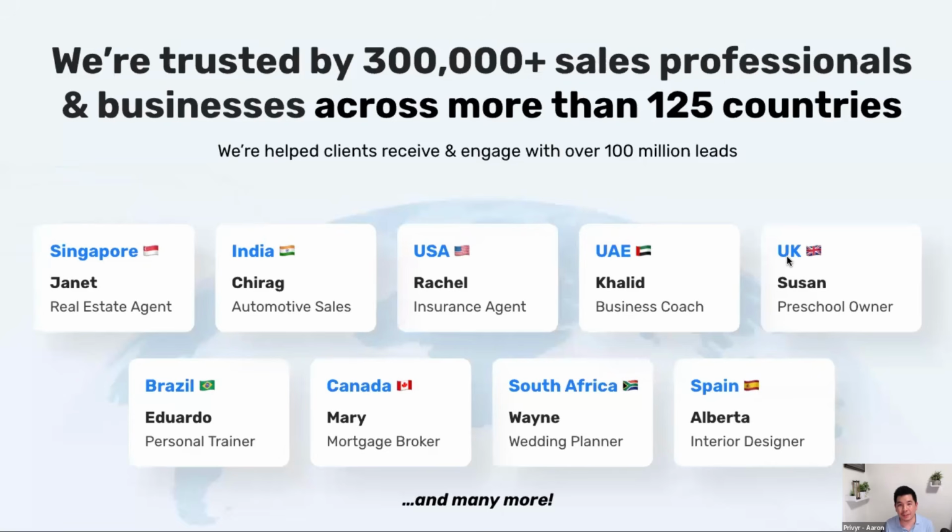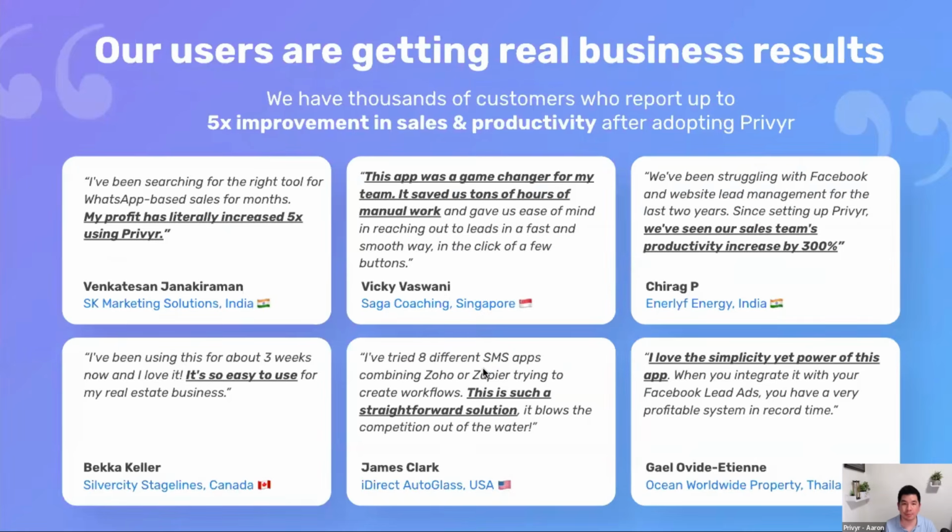And our users are getting real business results, thousands and thousands of customers who report up to a 5 times improvement in sales and productivity after adopting Privyr. Here are some of the quotes of people saying, profits literally increasing 5 times, saving tons of hours of manual work for your team, seeing productivity increase by 300%. And what we really love to see is it's so easy to use. It's a very straightforward, simple yet powerful app. Because if it's so complicated, you don't have the time or energy to do all of this.